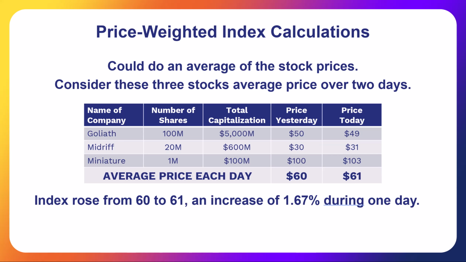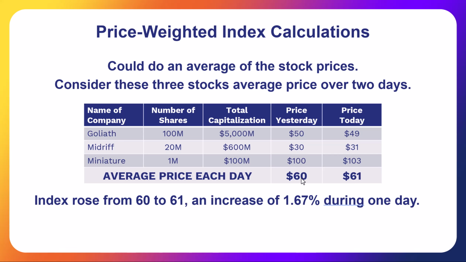First, we have what's referred to as price-weighted indexes. Essentially, we can take an average of the stock prices. Again, in this case, we have a three-stock index for 2 days. We can see here that there were 100 million shares, 20 million, and 1 million shares. So the total capitalization is, in this case, 5,000 million, or $50 times 100 million. So here's the capitalization for each of the companies. The price today is $50, $30, and $100.